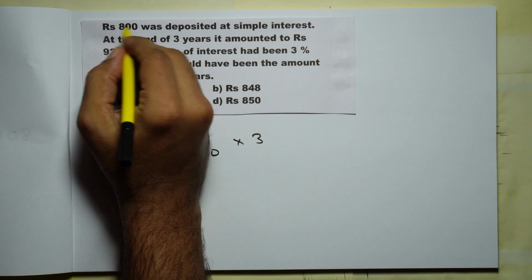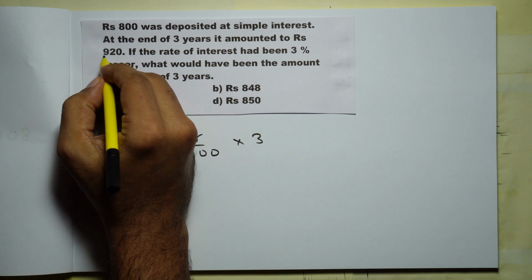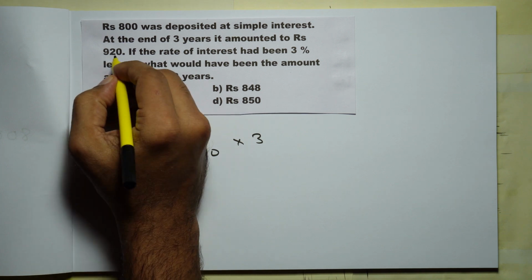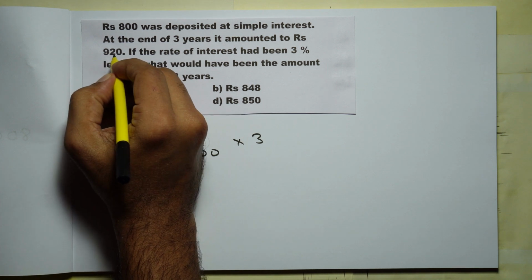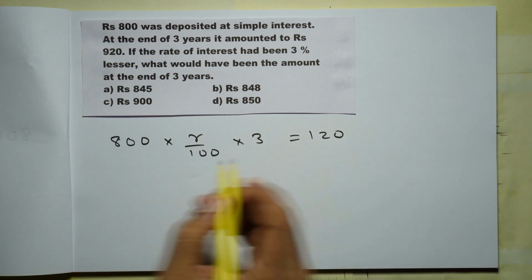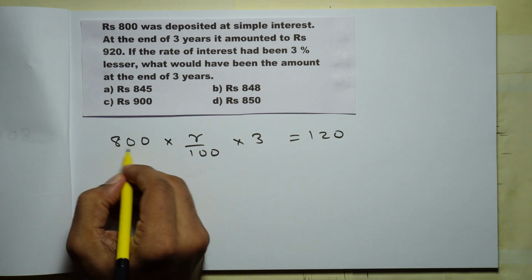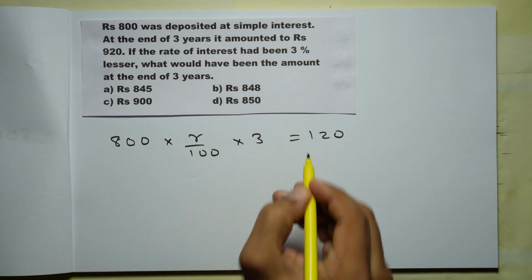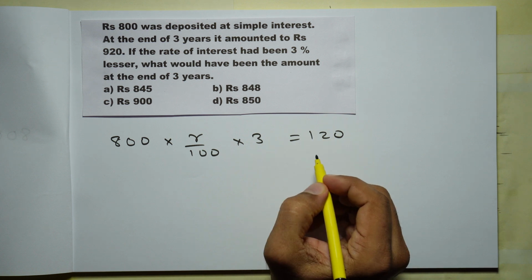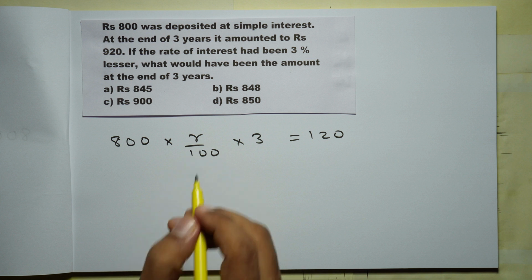And the sum that was deposited was rupees 800, and finally you got it as 920. So the interest that you will be getting is 920 minus 800, that will be 120. And this is the formula for that. That is, every year you will be getting R percent of the principal, like that for 3 years, and that interest is 120. So we'll just solve and calculate the rate of interest R.